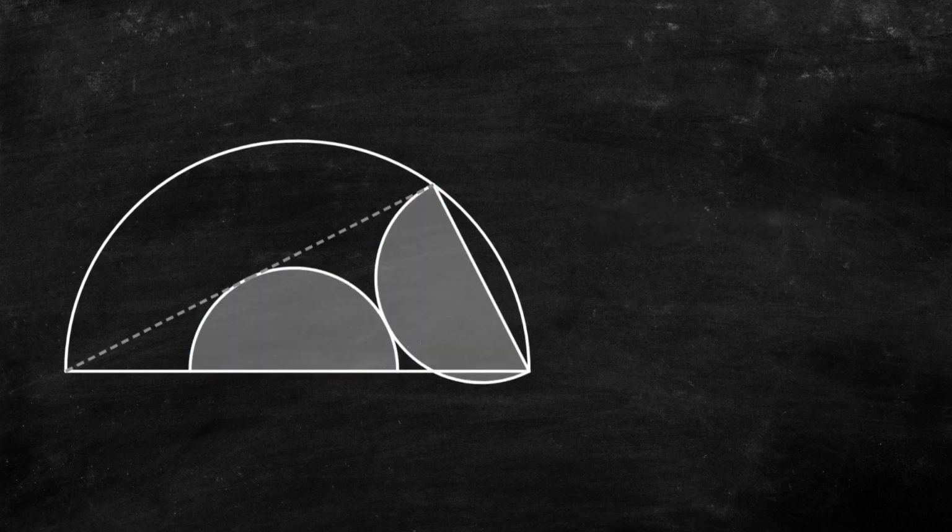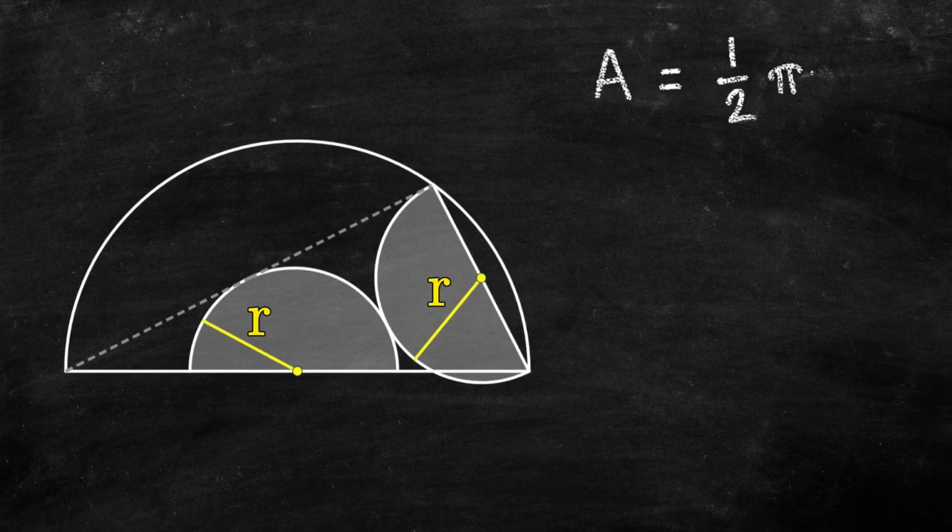First, let's locate the centers of the semicircles and draw the radius of each. Each semicircle has an area of 4 square units, which tells us they have the same radius length. Assume that radius is r. The formula for the area of a semicircle is 1/2 times pi times radius squared. Substitute A equals 4 into the equation.